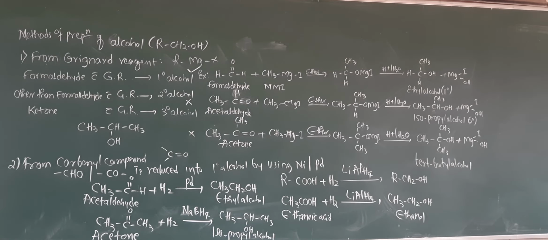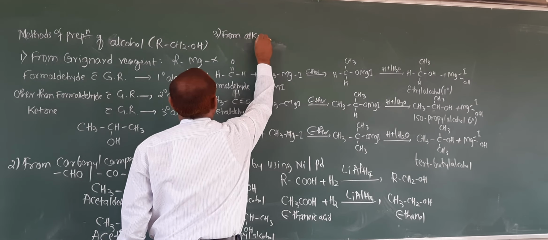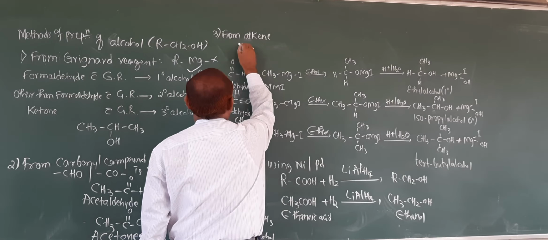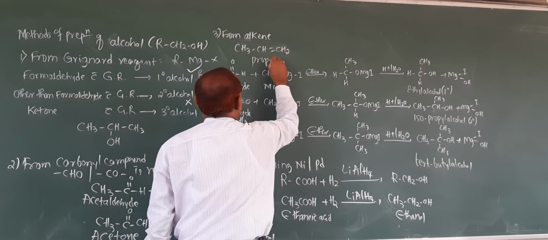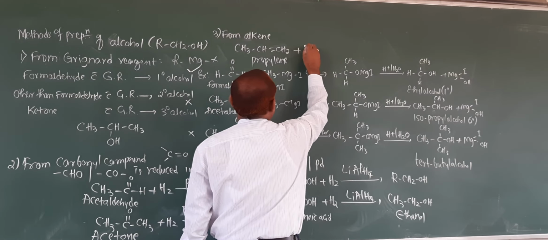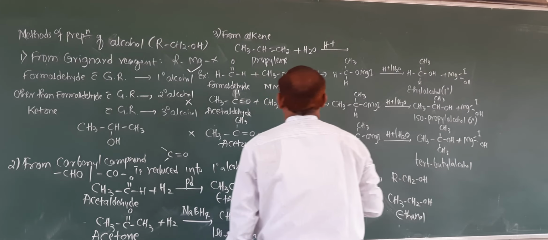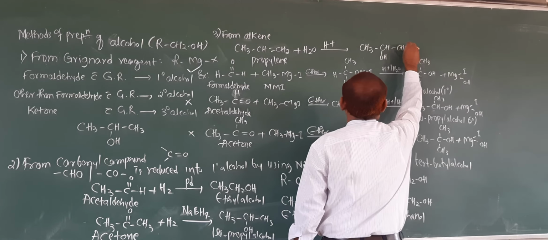We can also have one more equation of the preparation of the alcohol using alkene by acid catalyzed hydration. Simple. The third method is from alkene by acid catalyzed hydration. For example, CH3CH=CH2, propene or propylene, undergoes hydration with the help of an acid like H2SO4, giving CH3CHOHCH3, which I am supposed to write.